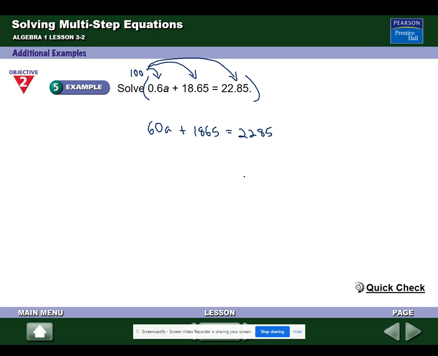Now you're going to subtract 1865 from both sides. I just did that on my calculator because I don't want to make a mistake. That's 420. And then you're going to divide both sides by 60, and a is equal to 7. And again, I spent enough time on checking, but if you'd like to check it by plugging 7 back in and making sure the left side equals the right side, you could do that. Probably might want to use a calculator on that one.